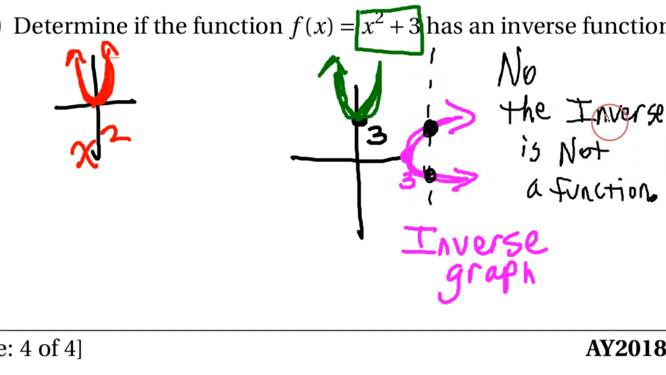So that means, yes, the original that I was given, this green, while it is a function, when I invert it, it's not going to make a function. So it does not have an inverse function. It does have an inverse, just that inverse is not a function.